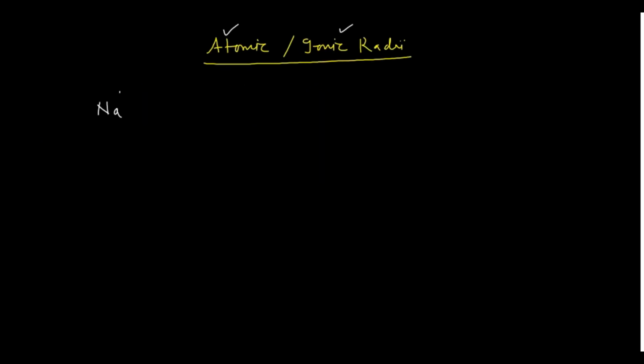Sodium is 11, and here I am writing sodium positive. That means you have removed one electron, so it has only 10 electrons. So the electronic configuration is like that.